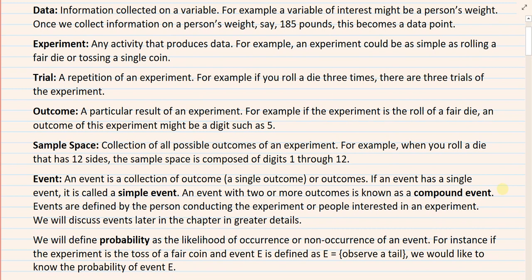So let's define probability now. Those are the terminologies that we want to be familiar with, so we know enough in order to go forward. Probability is the likelihood of occurrence or non-occurrence of an event. That's all probability is. What are the chances that something will or will not happen?